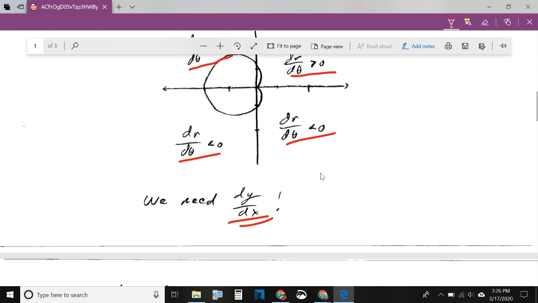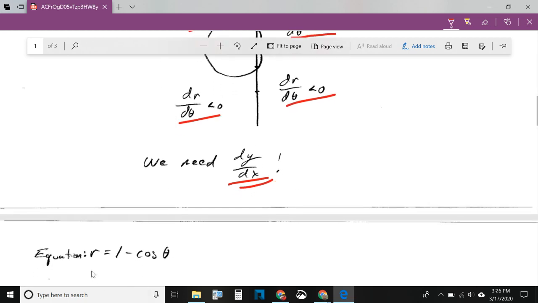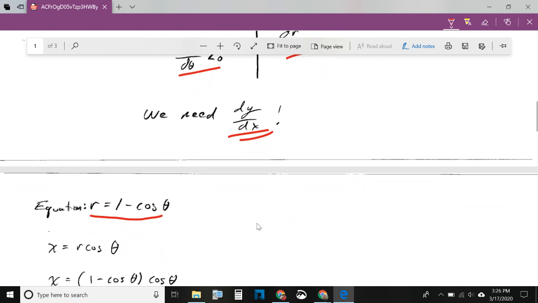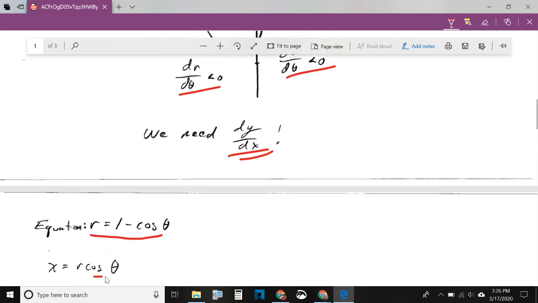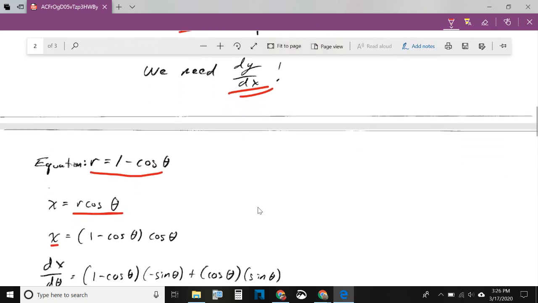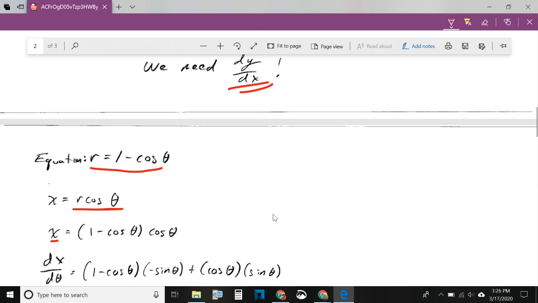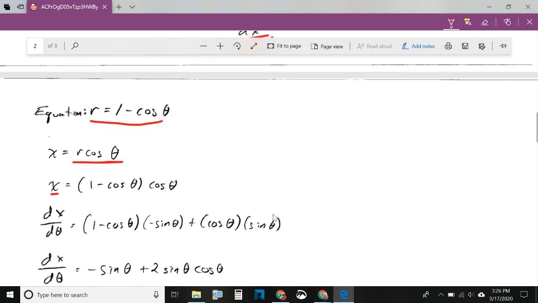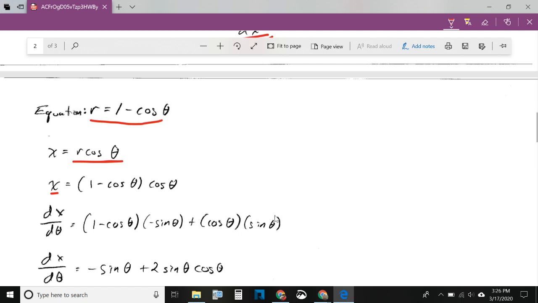We're going to do that by looking back at the equation again. So the equation we're given, 1 minus cosine theta. And what we can do is break it down using the x and y relationships we know. So the first relationship we know is that x is equal to r cosine theta. Okay, we substitute the r in and we can get an expression for x in terms of theta over here on the right-hand side. Then we can take the derivative of that using the product rule. Okay, and we can clean it up a little bit, and we get dx d theta is equal to negative sine theta plus 2 sine theta cosine theta.